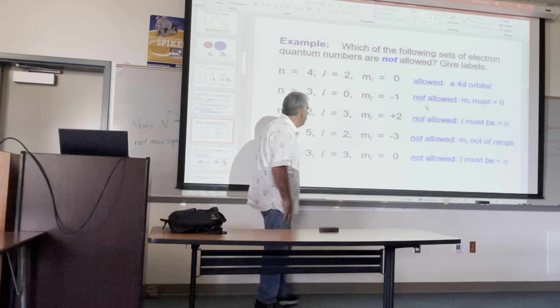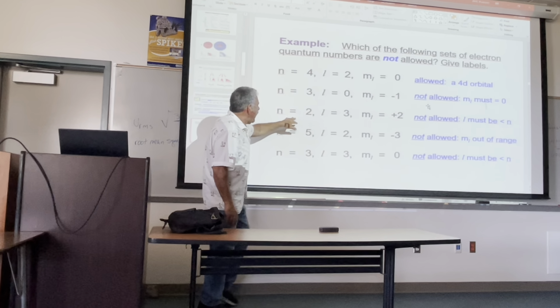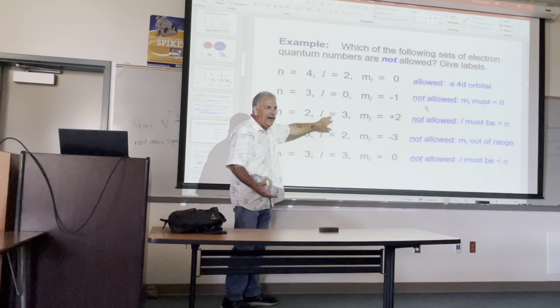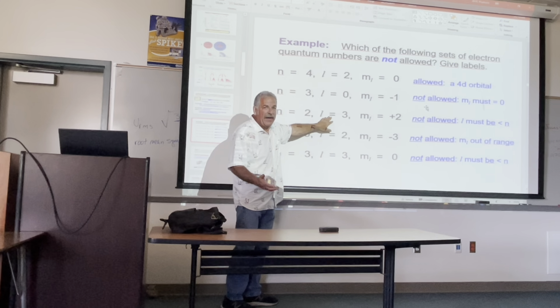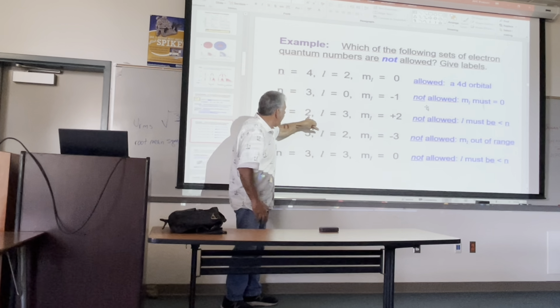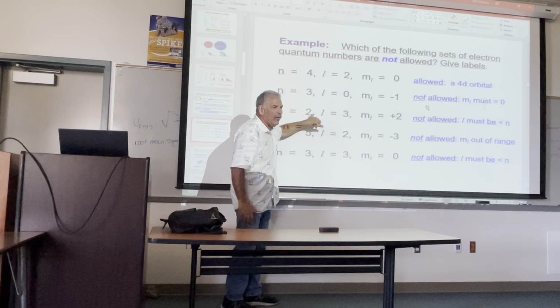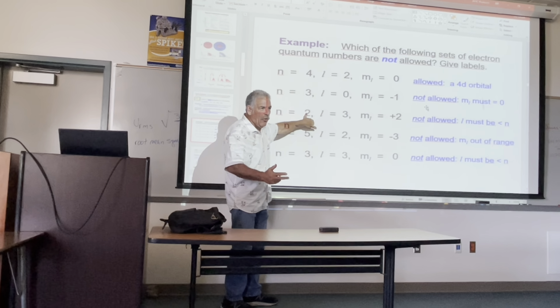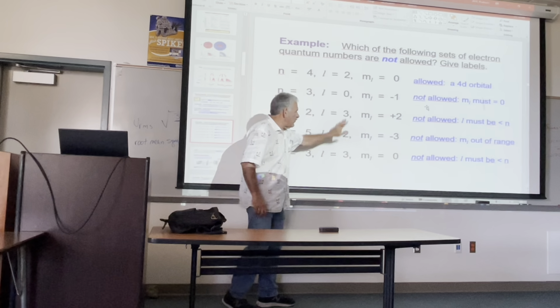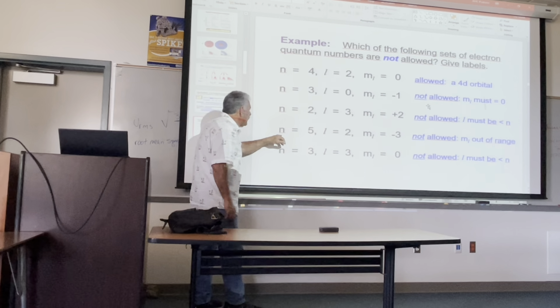So then N equals 2, L equals 3. Well, L equals 3 is not N minus 1, right? So it's too big. You can't have a D orbital when you only have an S and a P orbital available, right? So we don't even have to worry about the plus 2.